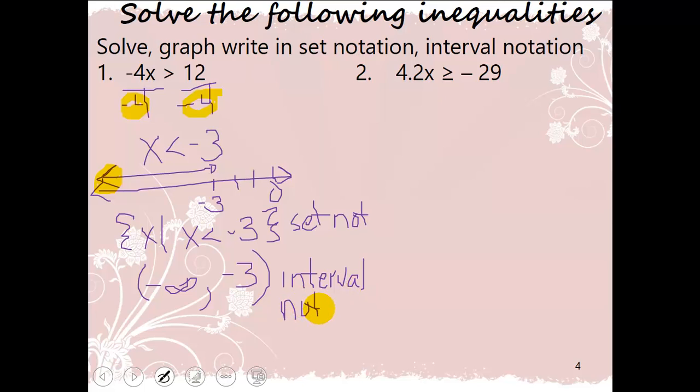Okay, I'm going to divide both sides by a positive 4.2. Do I flip the direction of my inequality? I'm so hoping that you're saying no. So this says x is greater than or equal to, I believe that's 2.5, negative 2.5. Nope, it's negative 6.9. Thinking of a different problem. Negative 6.9.